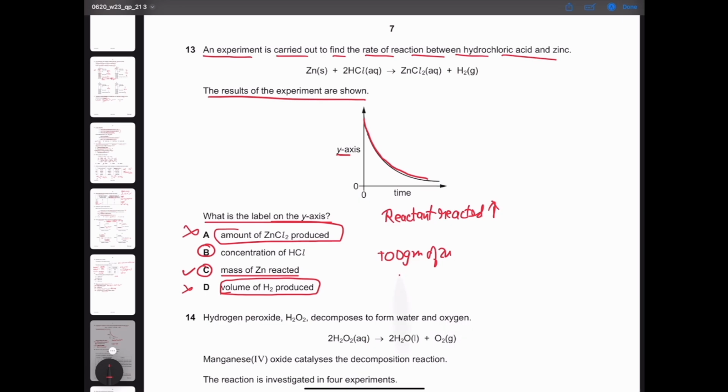Now the reaction is going on. This mass is reacting more, right? When the reaction goes on, you're forming product. This mass will start to react more and more. Is that right? So the mass of zinc reacted will increase. The concentration of HCl will keep on decreasing because it is getting used up.